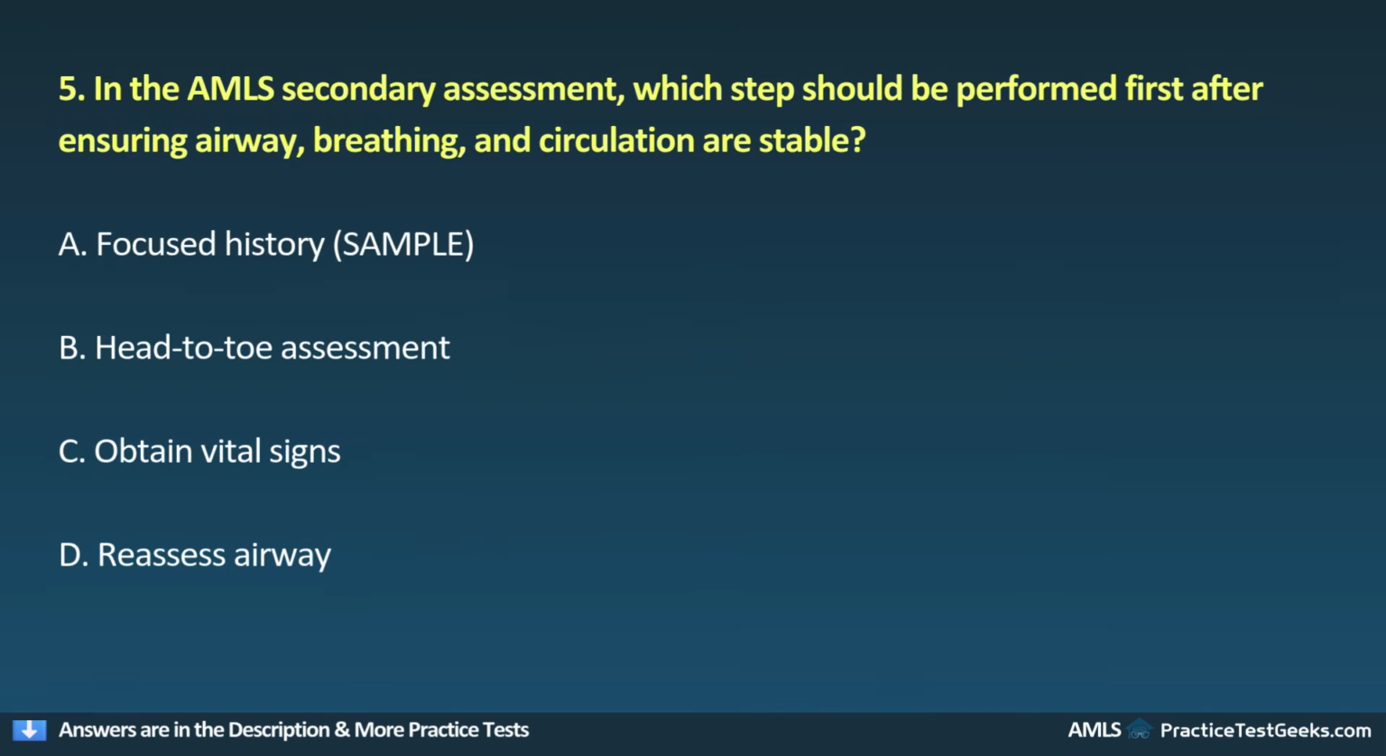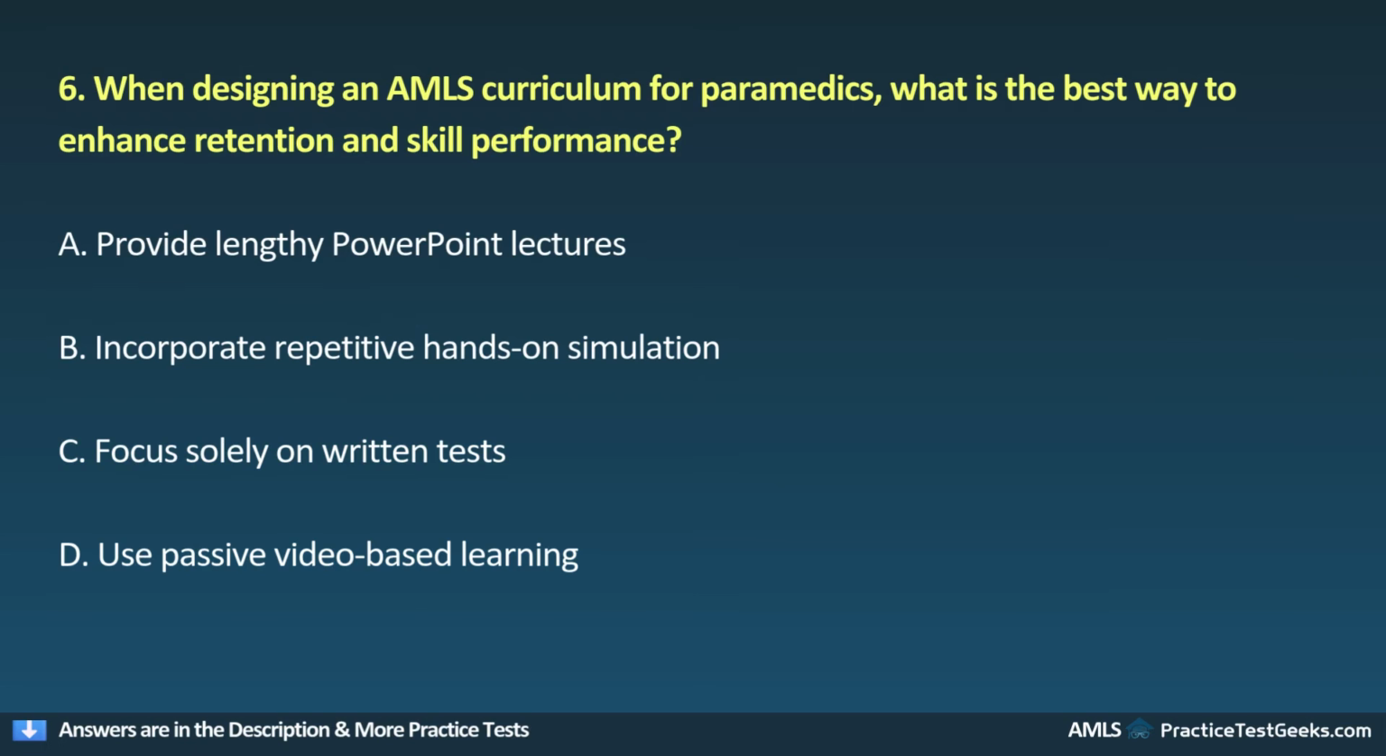5. In the AMLS secondary assessment, which step should be performed first after ensuring airway, breathing, and circulation are stable? A. Focused history SAMPLE. B. Head-to-toe assessment. C. Obtain vital signs. D. Reassess airway.